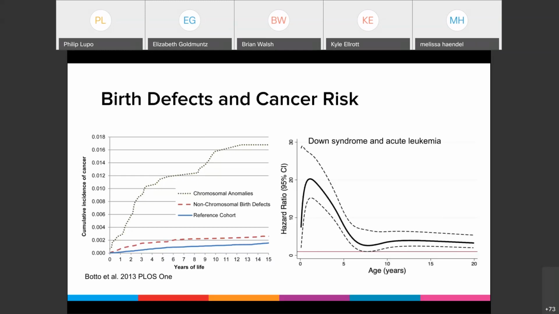you can see that relative to children without Down syndrome, those with this underlying condition have about a 20-fold increased risk of developing acute lymphoblastic leukemia, which is particularly acute in early life. So next slide.